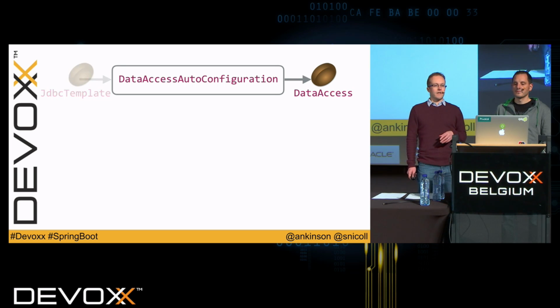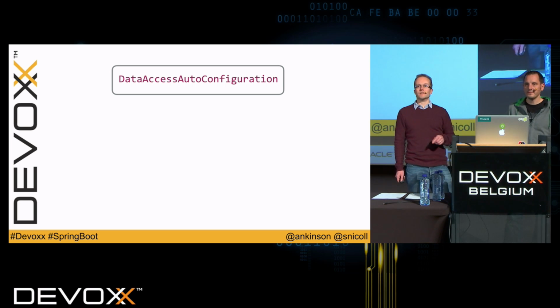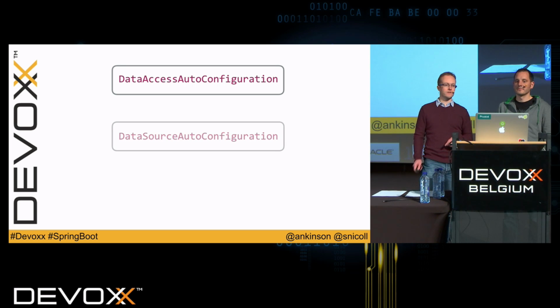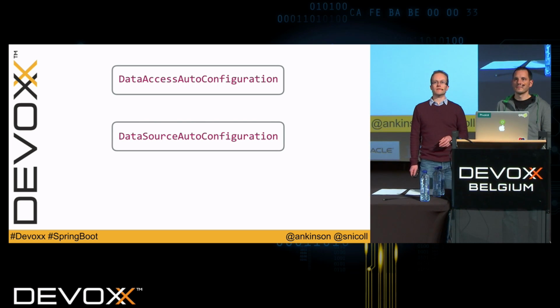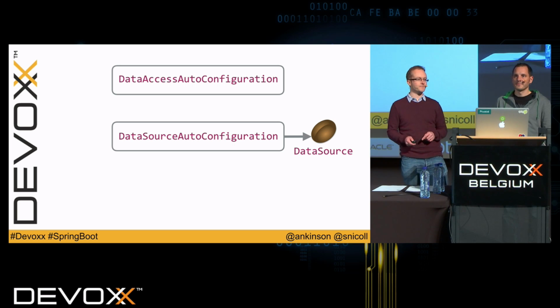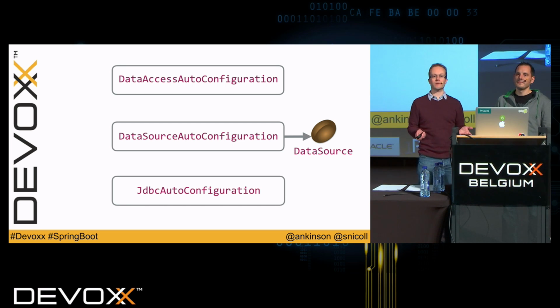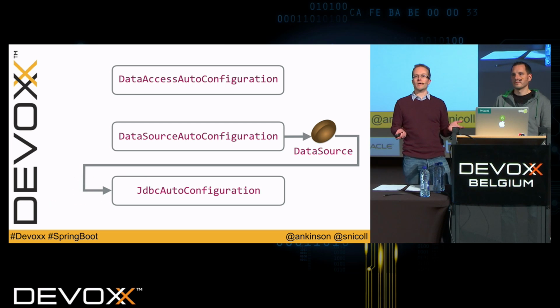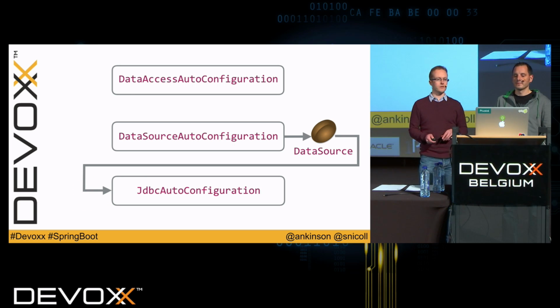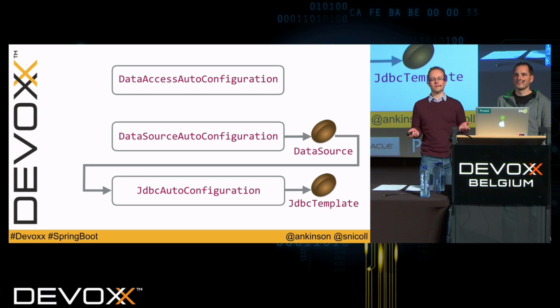So the side effect of that is no JDBC template on the way in, no data access on the way out. So we've now lost our data access bean from our application context. The data source one is fine. It doesn't have any inputs, and it will happily produce the data source for us. We then have our JDBC auto-configuration. It wants a data source, so that's fine. It can consume the one that's being produced by the data source auto-configuration, and it will happily produce the JDBC template.